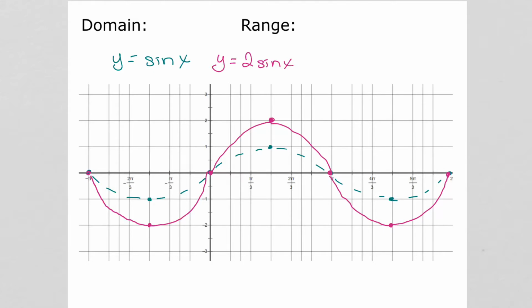It asks us what is the domain and the range. Well, the domain for any sine curve, unless we've bound it somehow, is always going to be all real numbers, so negative infinity to infinity. The range, the lowest point is -2, and the highest is 2. So our range is going to be -2 to 2.